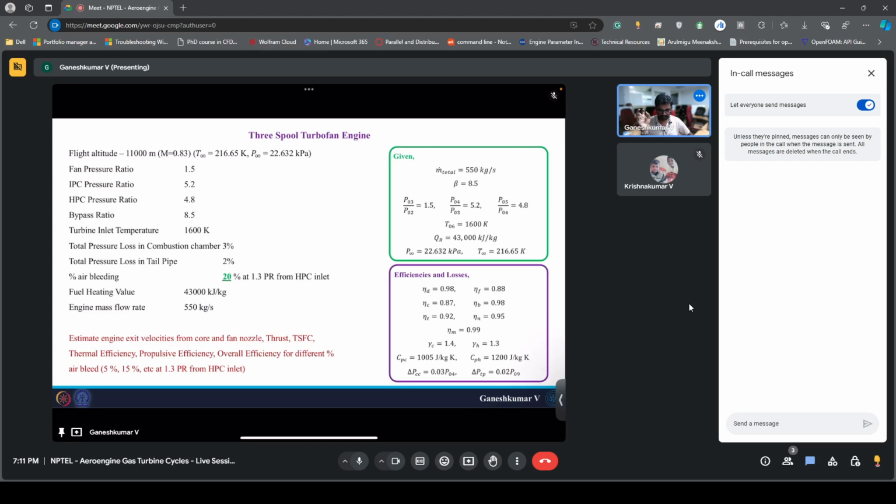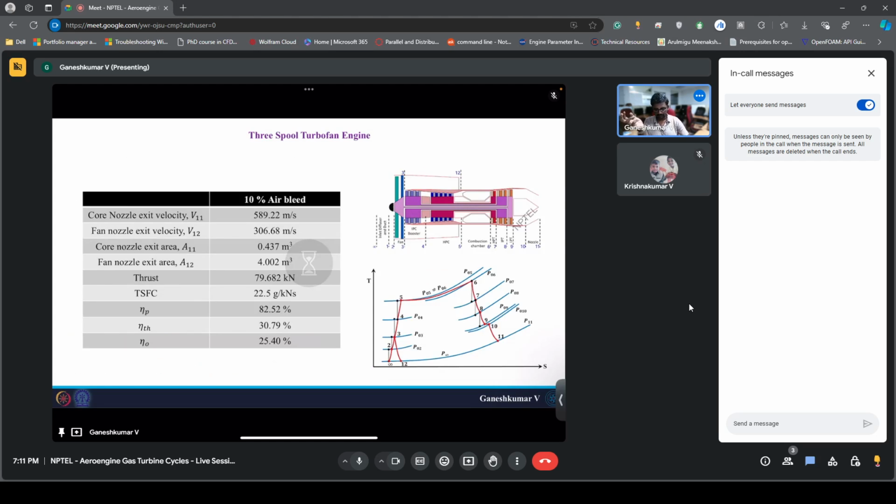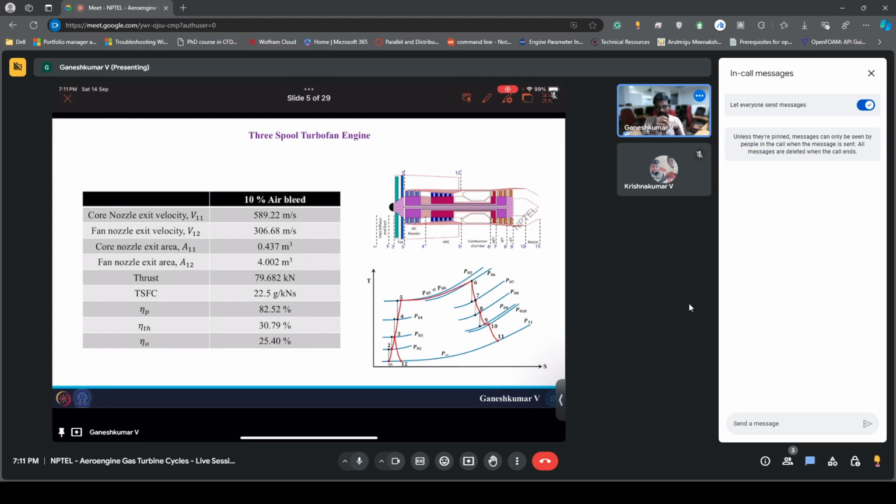Now let's go forward and see how to solve this. Before that, we already have solved this for 10% in our lectures. So for that, these are the performance parameters that we obtained. You can revisit the lectures. You also have lecture notes available. You can quickly take a look at it.